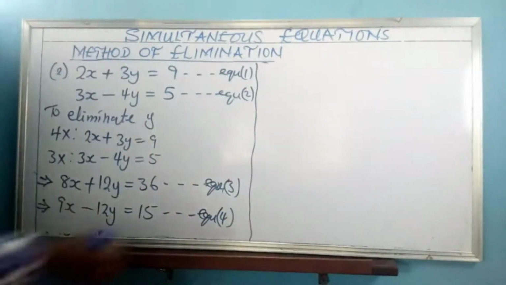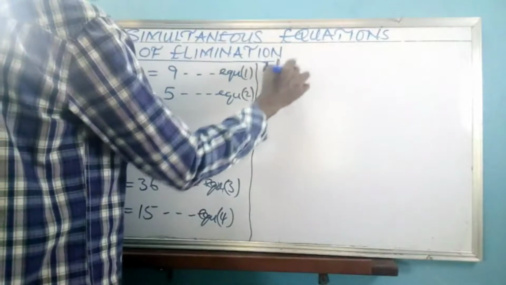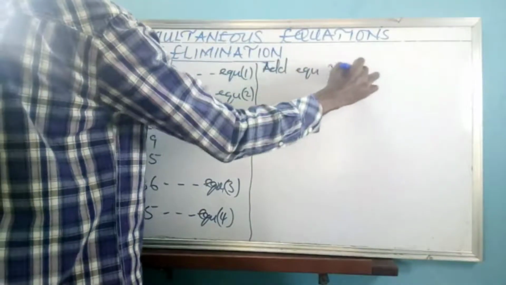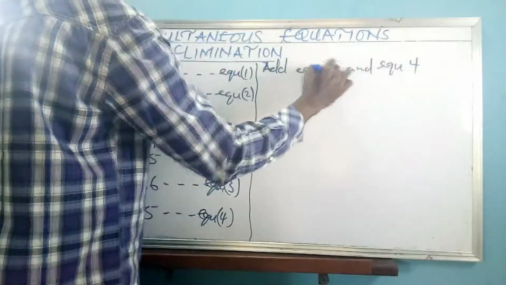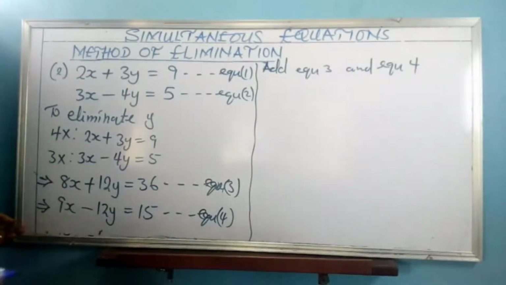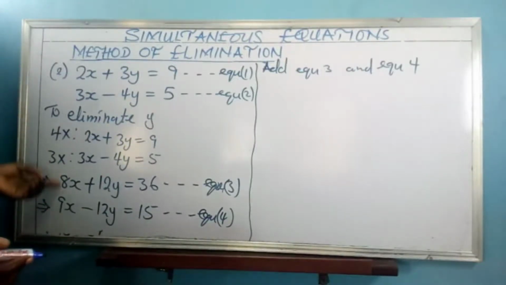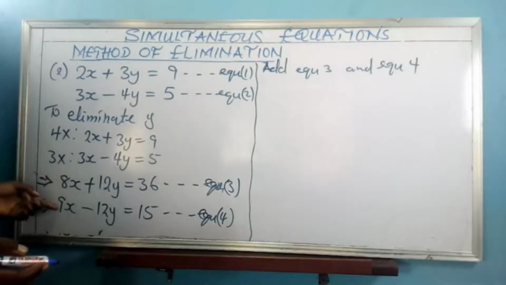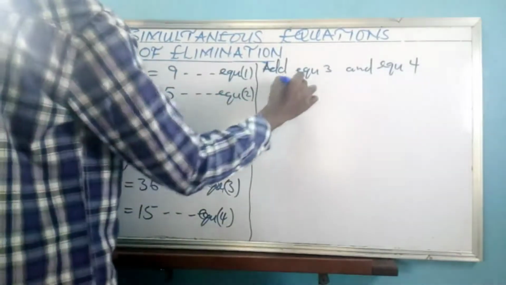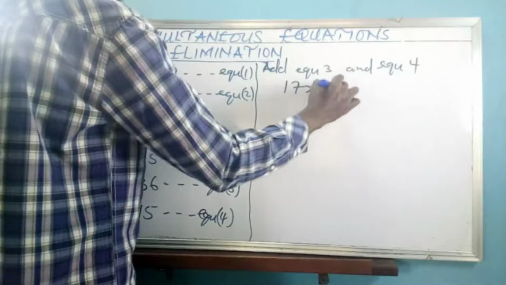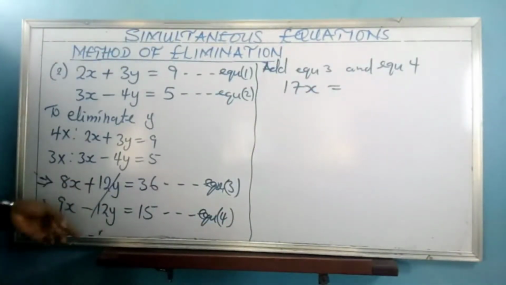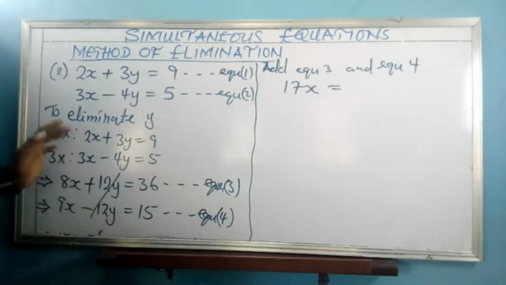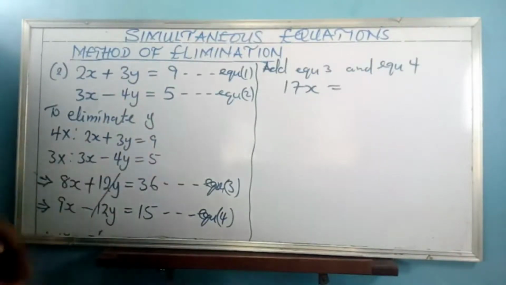So let's go and add equation 3 and 4 now. We want to add it together. Don't forget how we had it earlier. Just add it together straight. If it's addition, you don't need to bother yourself. Just add it straight down. 9 plus 8 is 17. 17x is equal to, this one will have cancelled. Minus 12y plus 12y, that is out.